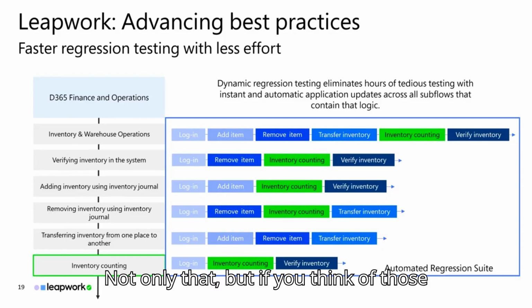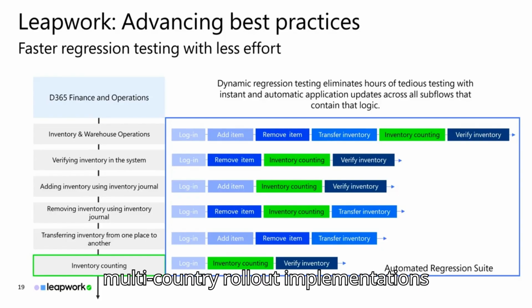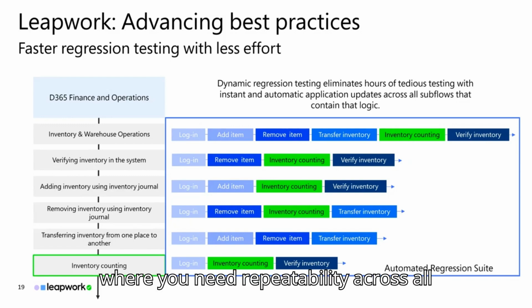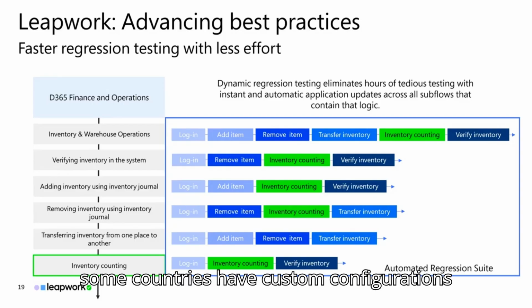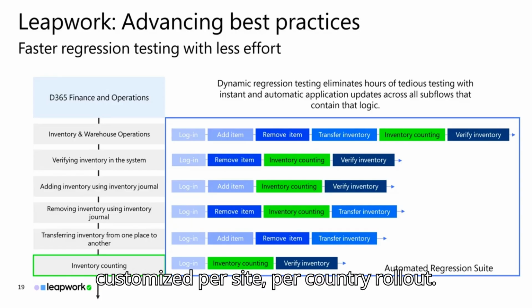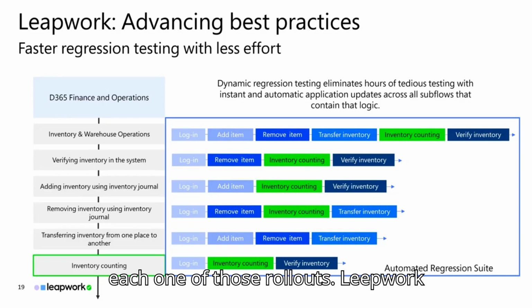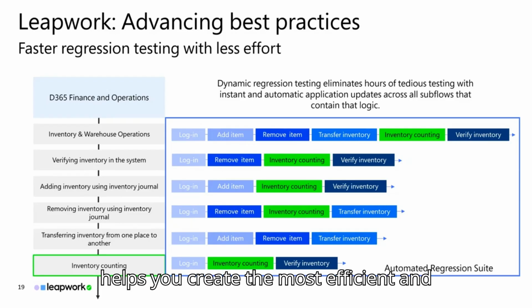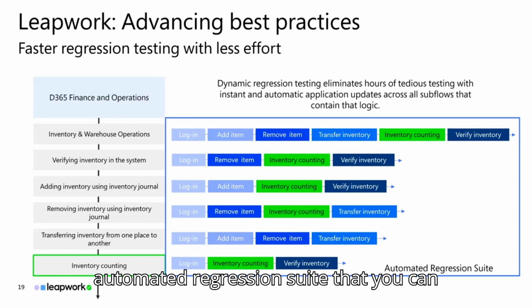Not only that, but if you think of those complex multi-site, multi-country rollout implementations where you need repeatability across all of those. So for example, some sites or some countries have custom configurations that are site or country specific. You'll have a library that can be customized per site, per country rollout. No need to recreate those test cases for each one of those rollouts. Leapwork helps you create the most efficient and effective tests and keep them in an automated regression suite that you can reuse.